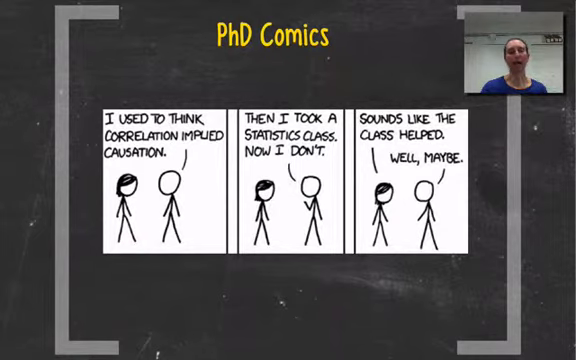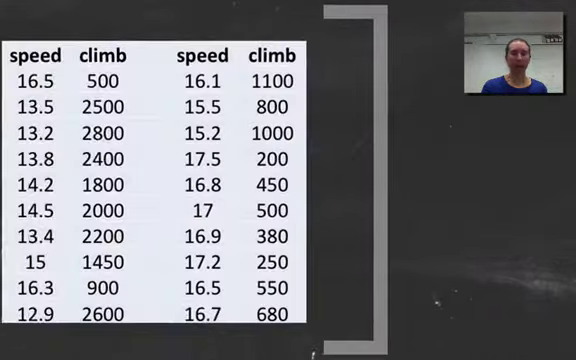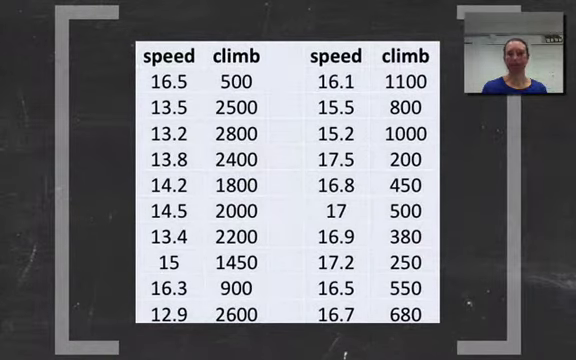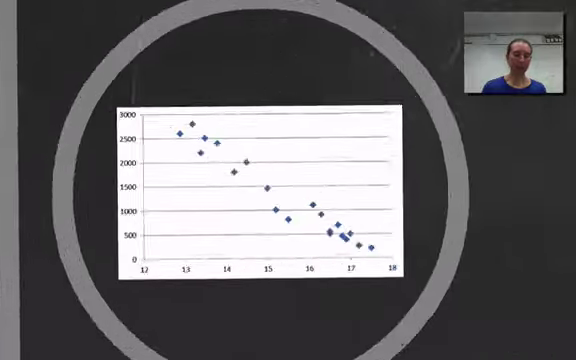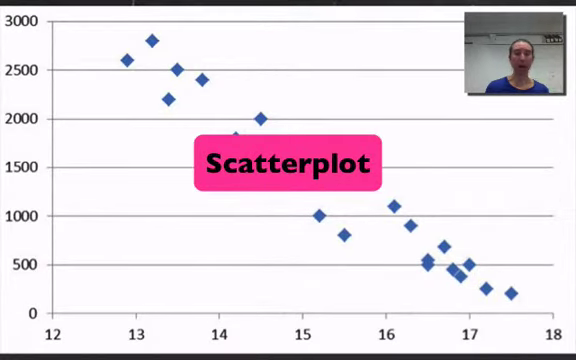Let's look a bit more at this idea of correlations. Here's a set of numbers, and this is actually made up data for the purpose of example, but let's say for each of my long training rides, I have the average speed in miles per hour and the number of feet that I climbed throughout the course of the ride. And in each case, the numbers are paired together. So for instance, when my average speed was 13.2 miles per hour, it was the ride where I climbed 2,800 feet. To visualize this, we can create what's called a scatter plot.